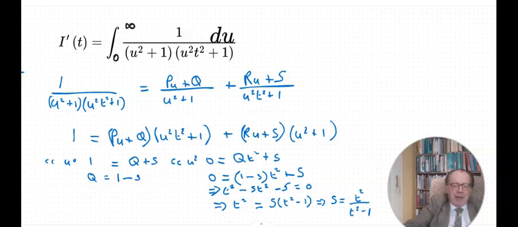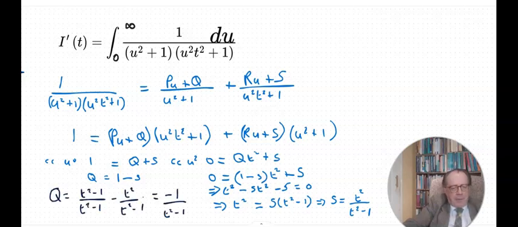And if we look on the right hand side, where we substitute q equals 1 minus s, 0 equals 1 minus st squared plus s, which eventually leads us to the conclusion that s equals t squared over t squared minus 1, and q will be 1 minus that.